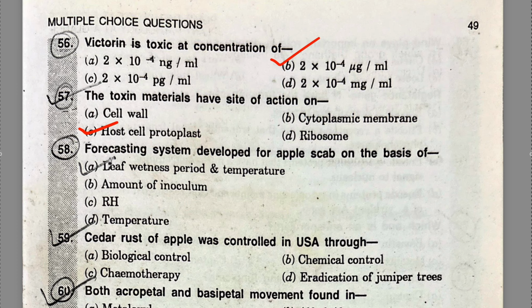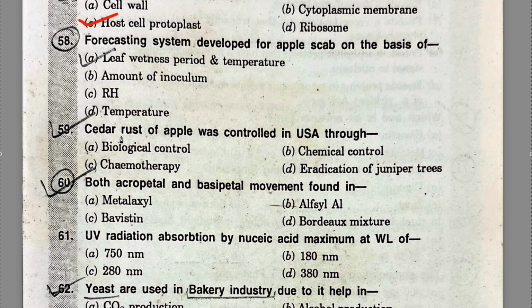Coming to question 58. Forecasting system developed for apple scab on the basis of leaf. I have marked the answer here. Okay, for 58, the answer will be A. Sorry, I have marked the answer already here. Leaf wetness period and temperature. That will be the answer. Coming to question 59. Cedar rust of apple was controlled in USA through biological control, chemical control, chemotherapy, or eradication of juniper trees.